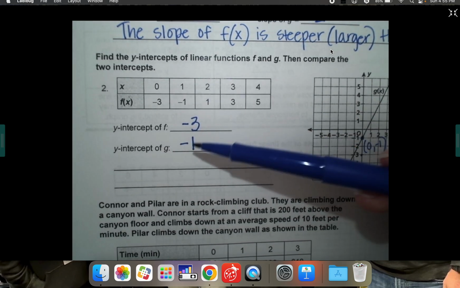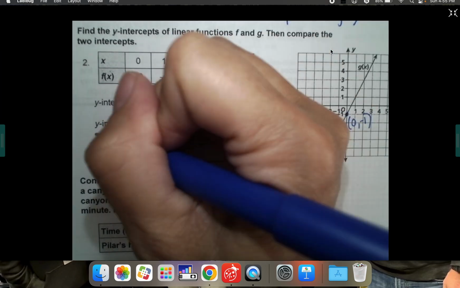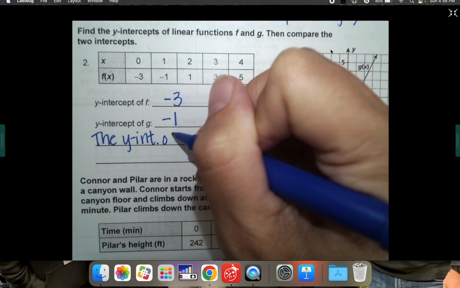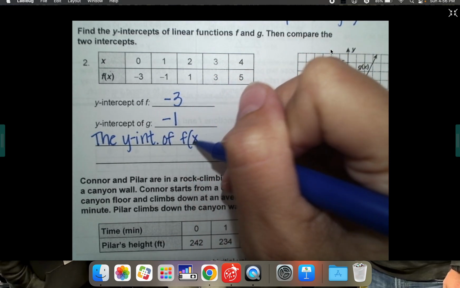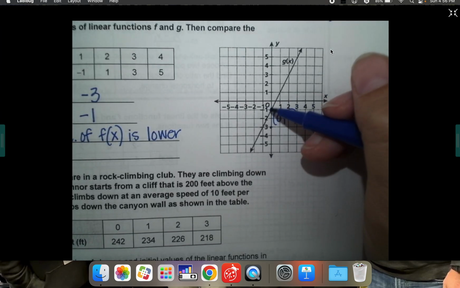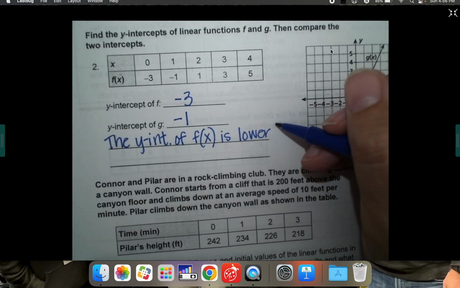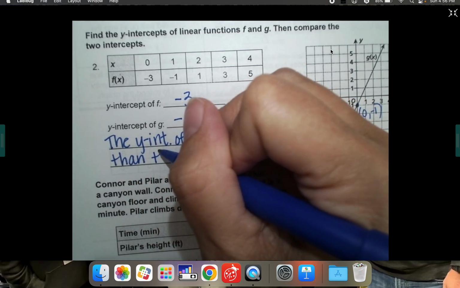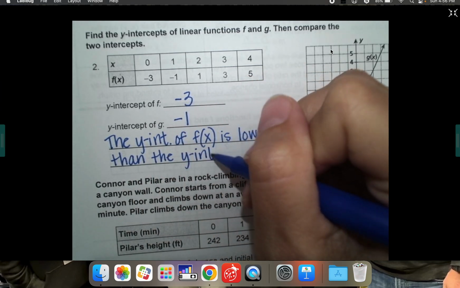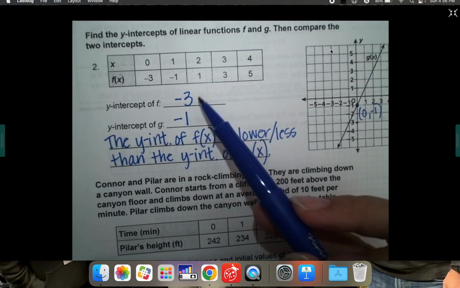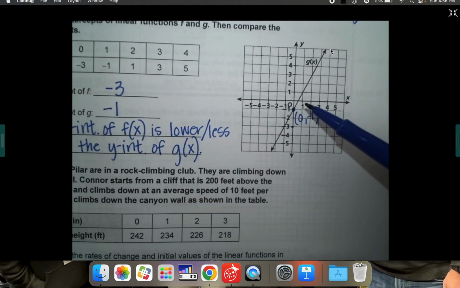So comparing these two now, you can say something like the y-intercept, I'm going to abbreviate it to y-int, of f of x is lower. When I think of lower, I think of on the graph it would be lower. Or you can put less than the y-intercept of g of x. The reason it's lower or less is because -3 is less than -1. -3 would be lower than -1 on the y-axis.